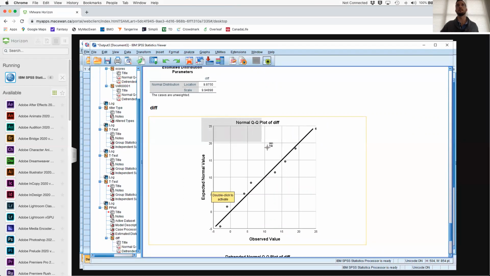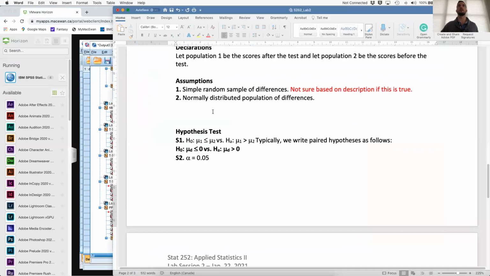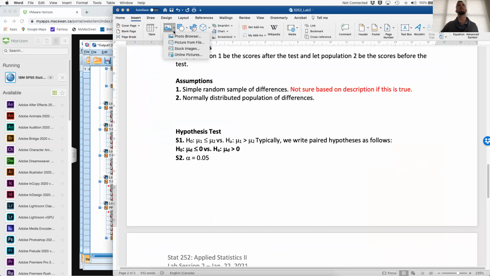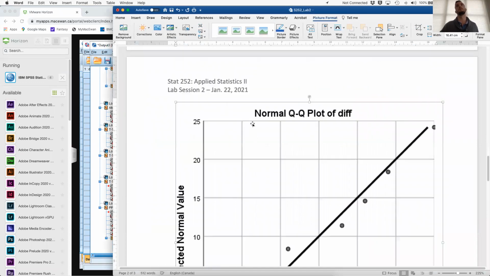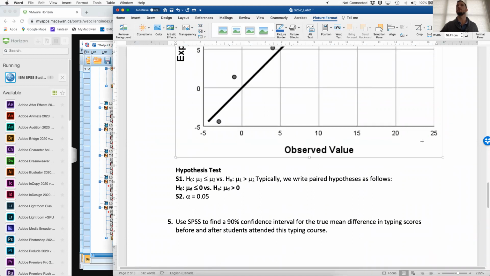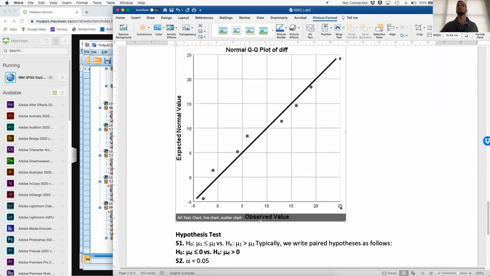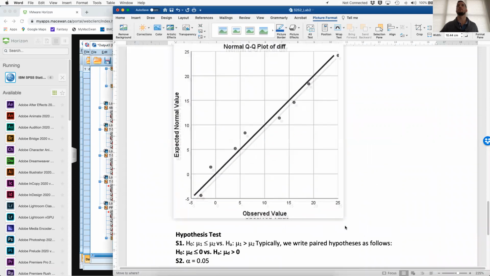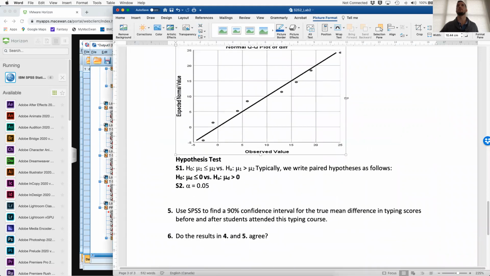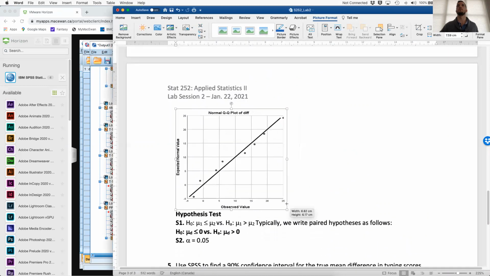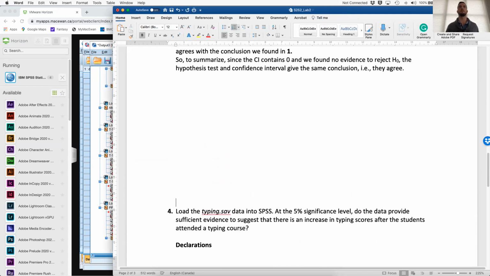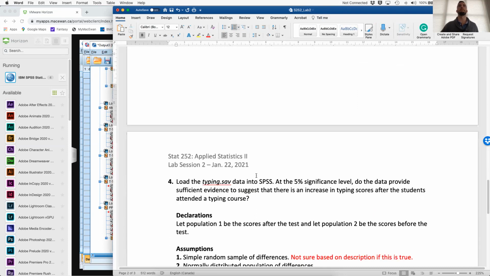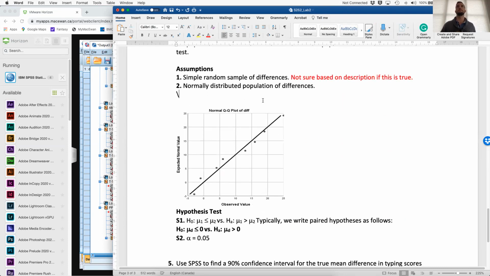So we can take this here and we can upload it into our Word document. This might be a little bit big. All right, and then I'll just move this stuff down onto a new page so that we can get it all together. Okay, so here's our QQ plot.